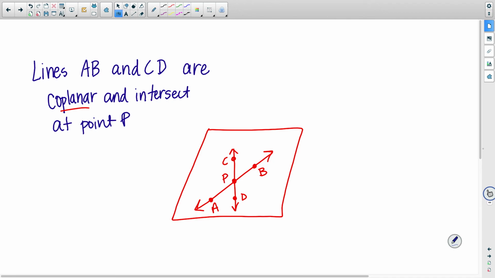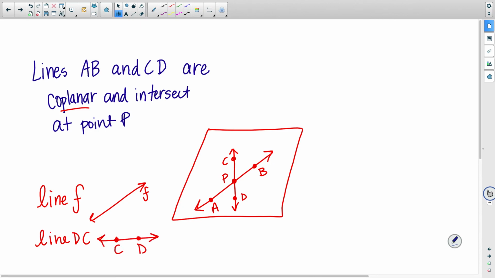Anytime you're drawing a line, it needs to have arrows on both ends. And anytime you're labeling a point, it needs to be a capital letter. The only time you're going to use a lowercase is if I called something line, and maybe line f. And so when I do that, I'm going to have arrows on both ends, and it's just going to be a lowercase f. But if it's talking about line CD or DC, you're going to have arrows on both ends, but you're going to have two points, and they're going to be capital letters.